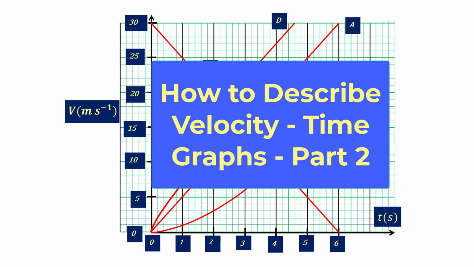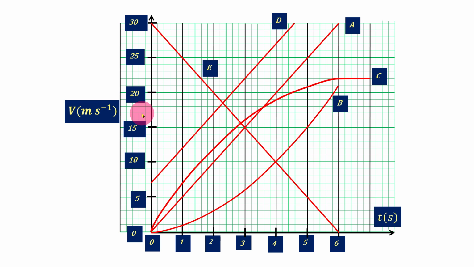Hello and welcome to this video, which is part 2 of the description of velocity time graphs. We are dealing with how you describe velocity time graphs, how you describe the movement of an object if you are given a velocity time graph. And we were able to use certain terms to describe how an object moves.